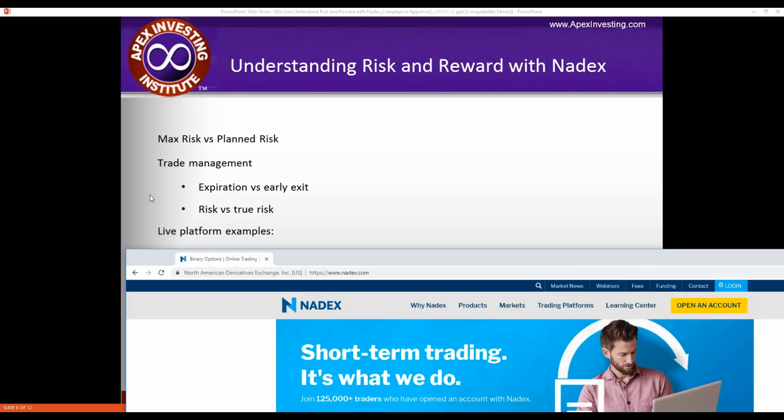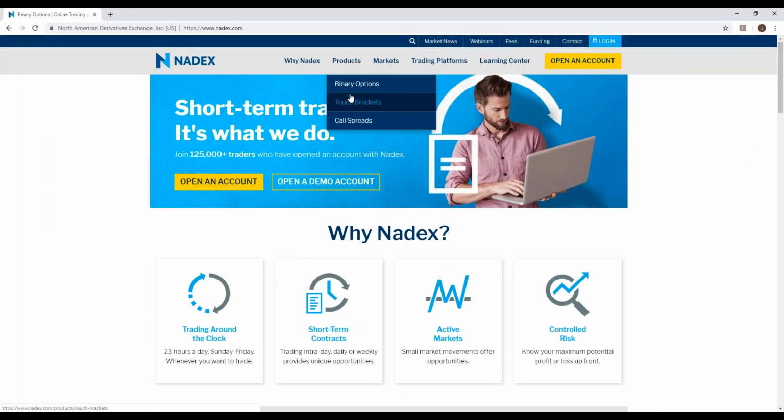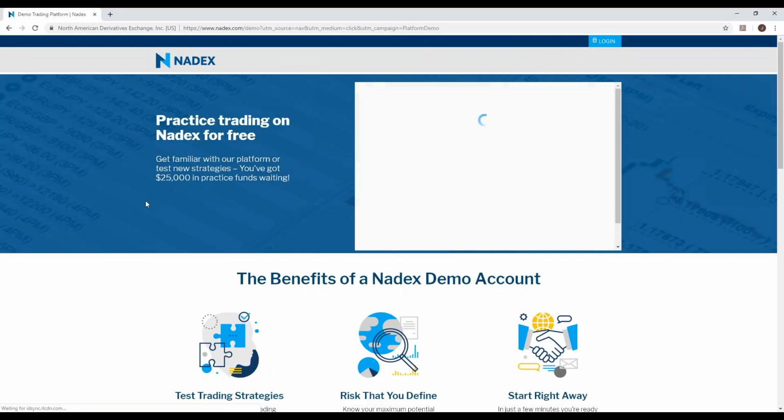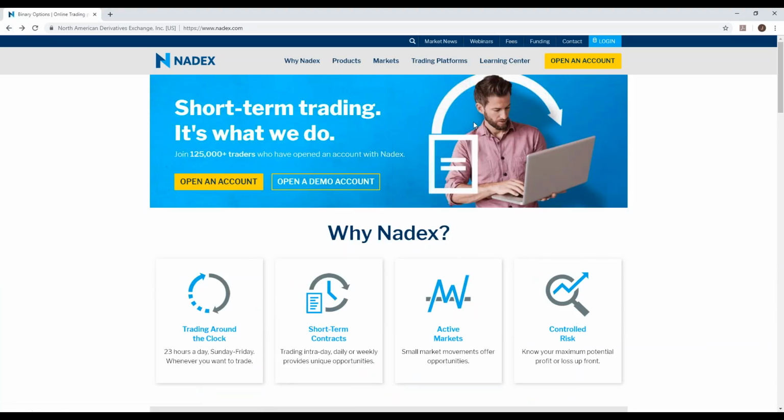If you hop on over to nadex.com, you can get some great information on the different products they offer and what those are and how they work. Right here, if you don't have a demo platform, Nadex will give you a free $25,000 demo account. Make sure to hop on and get one of those right away. Great tool to use for practicing new things and mastering your strategies and systems.